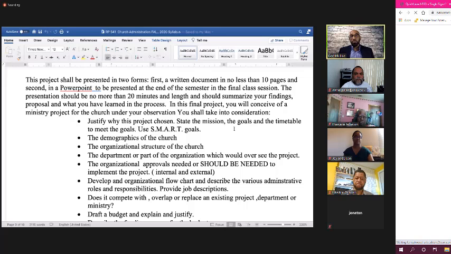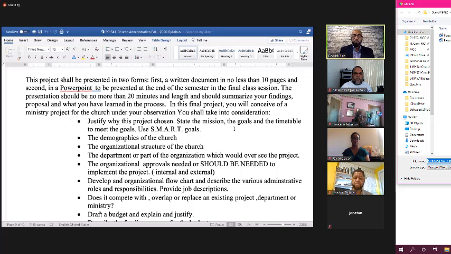Because in administration, you just don't do things. You follow the steps to achieve the ultimate goal. Then I want you to develop, excuse my typing, I'm the worst typist in the world, develop an organizational flow chart and describe the various administrative roles and responsibilities. So in your org chart, who leads this, right? Where are the assistants? What are their roles and responsibilities? And I want you to give them a job title and a job description, so that at the end of the day, you'll know exactly what they do and who they report to.